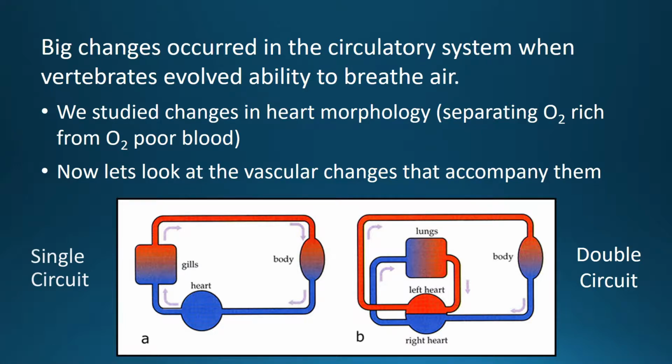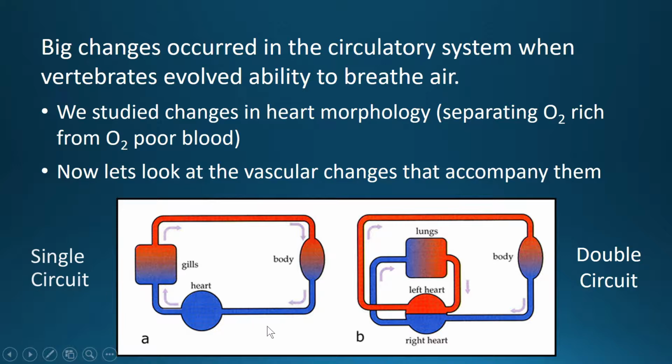In our last video, I had discussed aortic arches, kind of the basic pattern, and I had discussed how the gas bladder is connected to blood vessels. So let's talk about changes that occur in the circulatory system when vertebrates have evolved this ability to breathe.